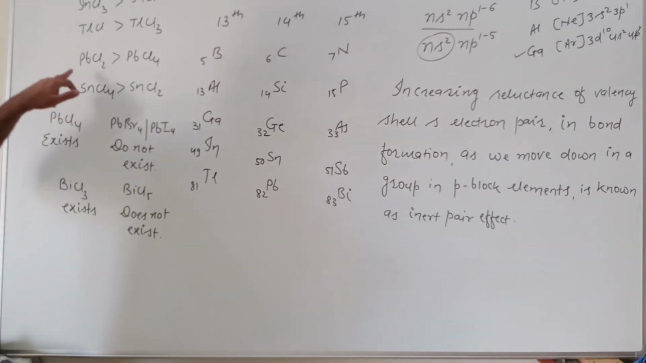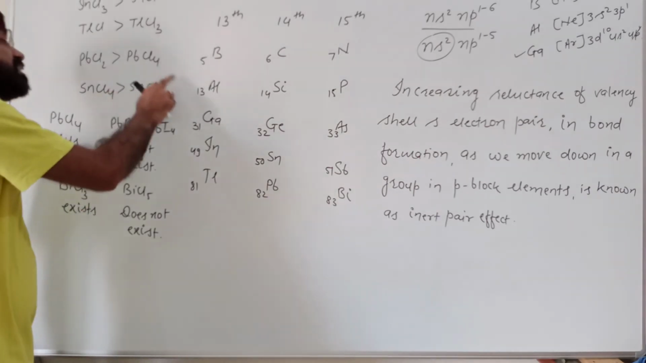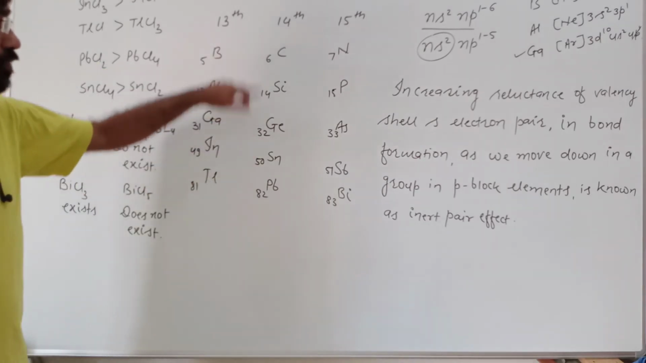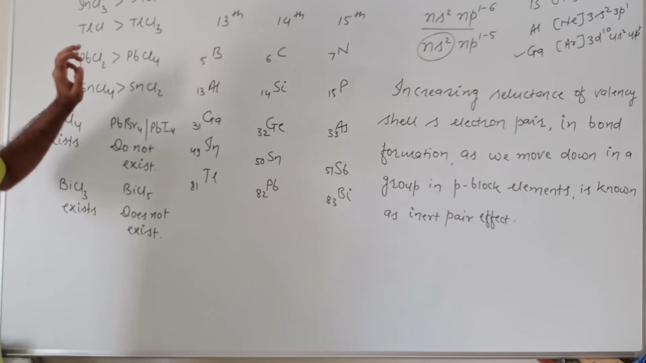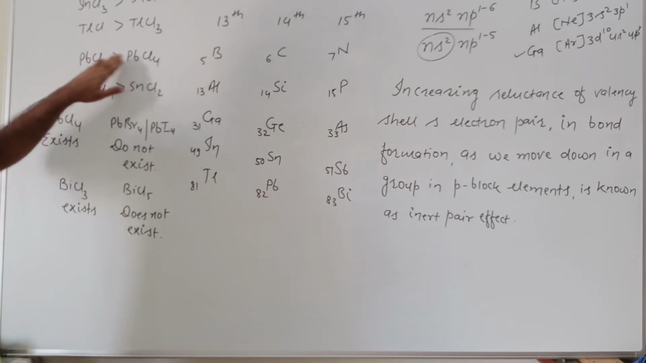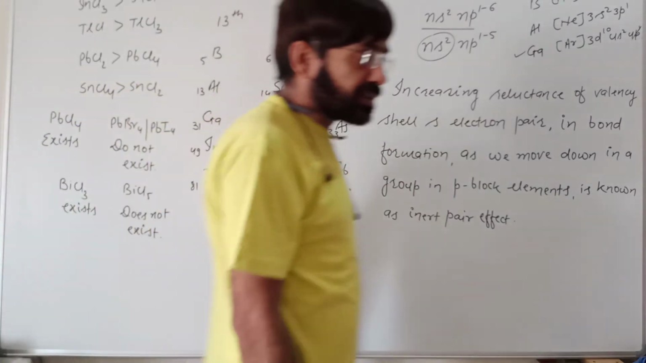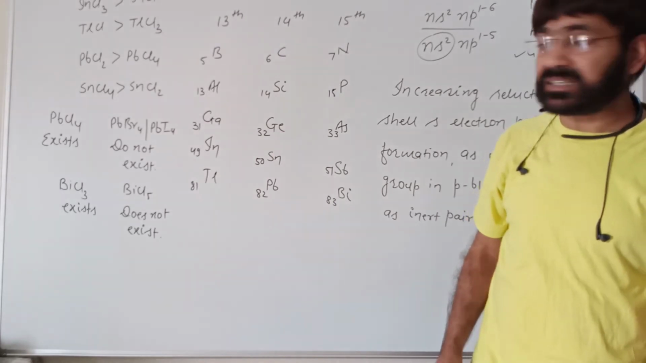Now similar questions: PbCl2 is more stable than PbCl4, or SnCl4 is more stable than SnCl2. For the same reason, SnCl2 will be functioning as a good reducing agent. In PbCl4, the last element of the 14th group, the +2 oxidation state is more stable than +4. So from +4 it will be trying to enter into that +2. So Pb+4 will be functioning as an oxidizing agent. Is that clear?